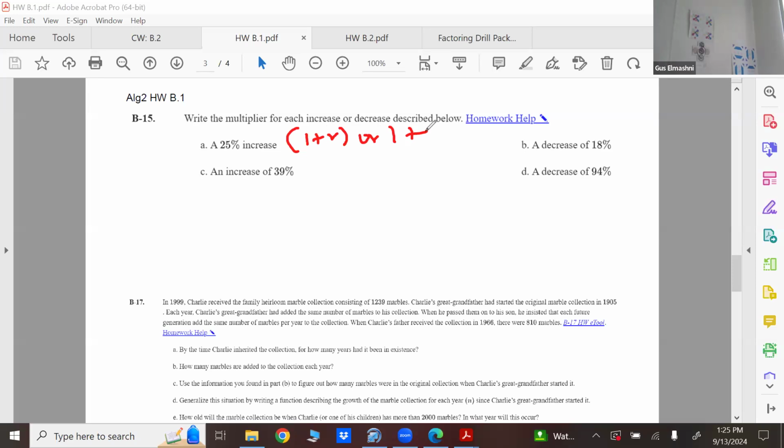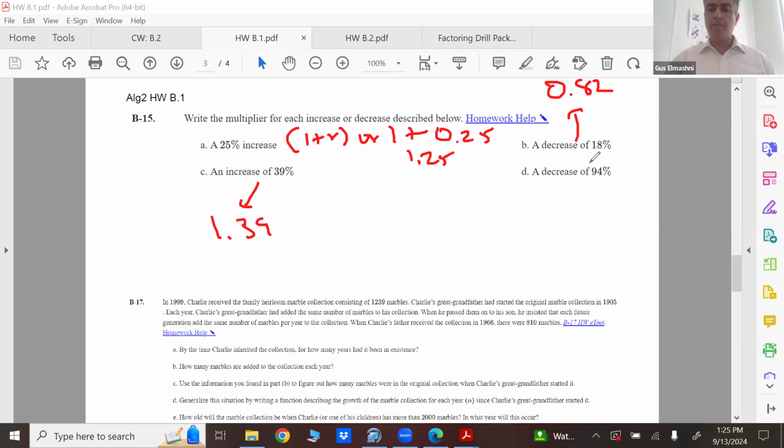All right, so that should be 1.25. This would be 1.39. This would be 0.82. Oh, let me take it back. My apologies. If you're doing a decrease, you subtract the percentage, don't add the percentage. So this can be 82% of the last price. You drop it by 18%, so it's 82% of the previous price.